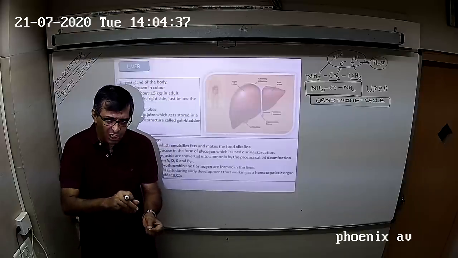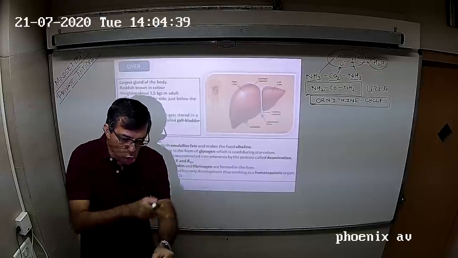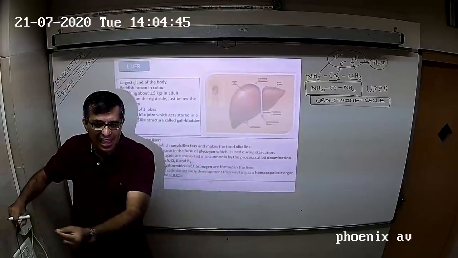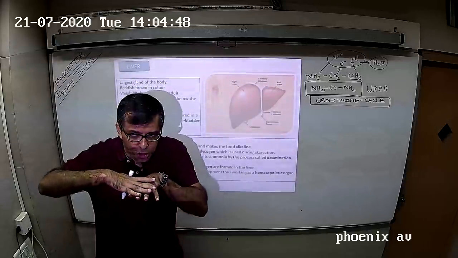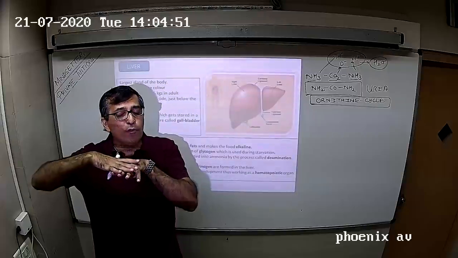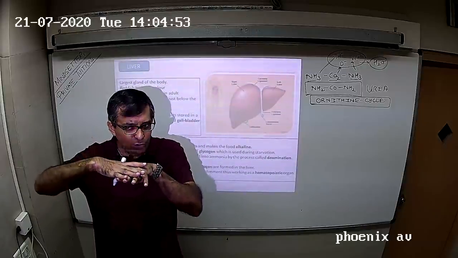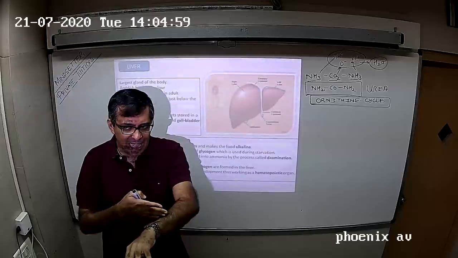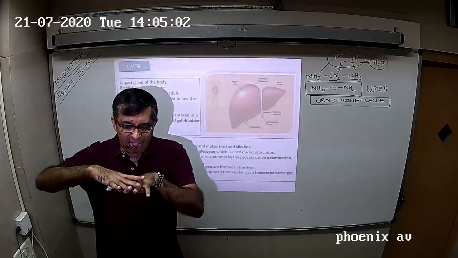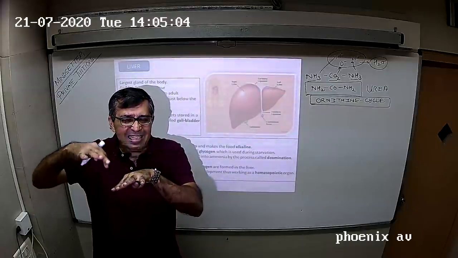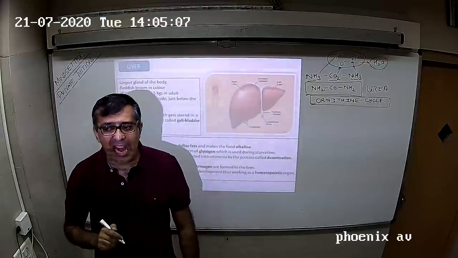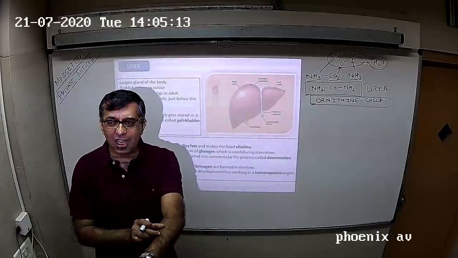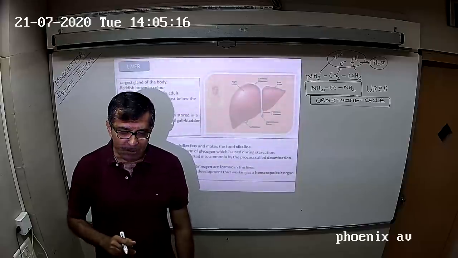Fibrinogen ka fibrin ban jata hai. Fibrin threads are formed longitudinally and latitudinally, and they form a wire mesh. Jaise humne sikha tha na, seminal fluid has fibrinogen and on ejaculation it forms a wire mesh. Waise hi blood mein bhi fibrinogen hota hai, and the fibrinogen forms a wire mesh. Aur usme platelets atak jate hai, and that is scientifically called a blood clot. So blood clot ho jata hai, leaking of more blood is prevented.